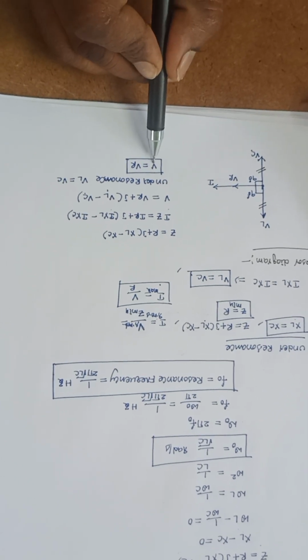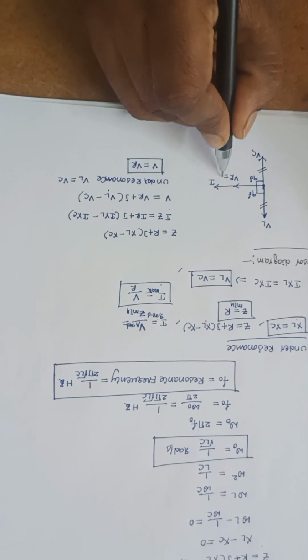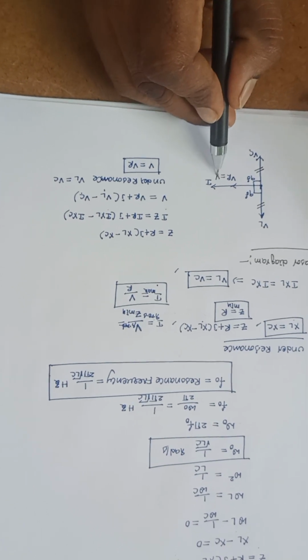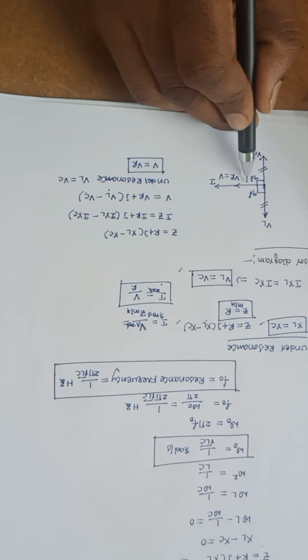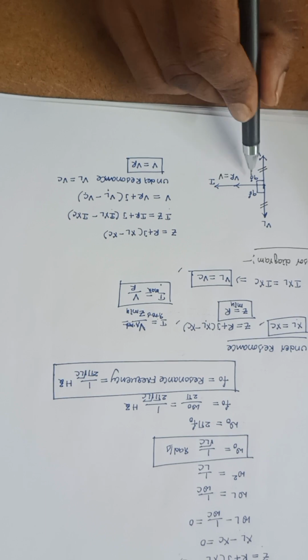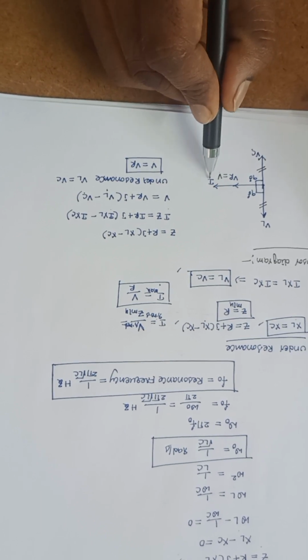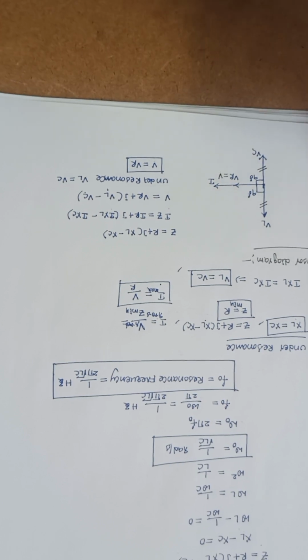We know that this V is equal to VR. That means this VR is equal to this V. So it is the supply voltage and this is the supply current. The angle between the supply voltage and supply current is 0 degrees here. Both are in phase. So the angle between this V and I is 0 degrees.